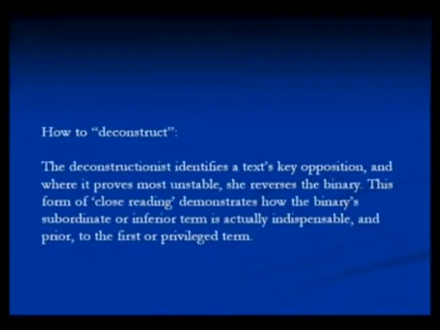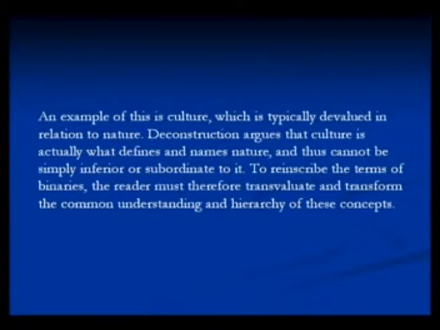This is very reductive. It's boiled down, but basically what you do when you deconstruct is you identify the text's key opposition, and where it proves most unstable, you reverse the binary. This form of close reading demonstrates how the binary subordinate or inferior term is actually indispensable and prior to the first or privileged term. An example of this is culture, which is typically devalued in relation to nature. Deconstruction argues that culture is actually what defines and names nature, and thus cannot be simply inferior or subordinate to it. To reinscribe the terms of binaries, the reader must therefore transvaluate and transform the common understanding and hierarchy of these concepts.